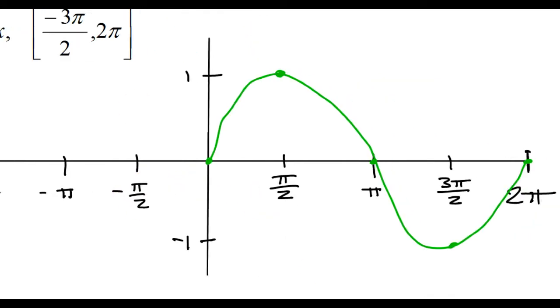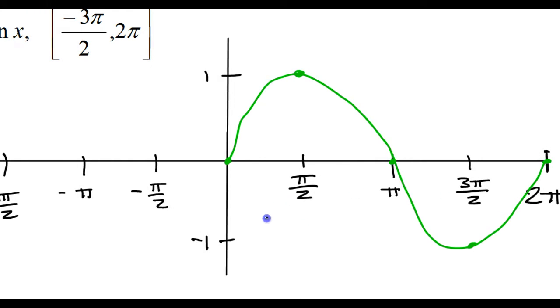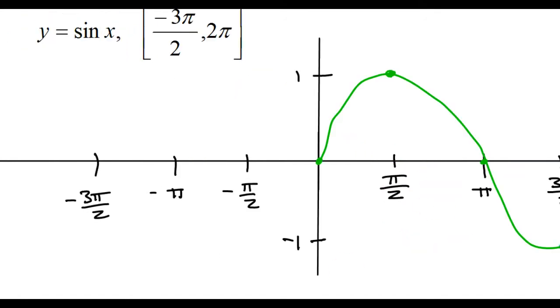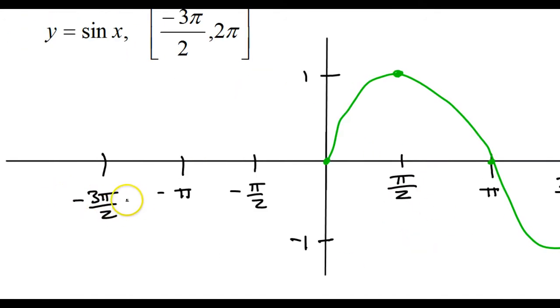It's just a mirror image of what's going on over here, so I don't have to think about it that hard. So, pi over 2, negative pi over 2. Pi, negative pi. 3 pi over 2, negative 3 pi over 2. Mirror images.